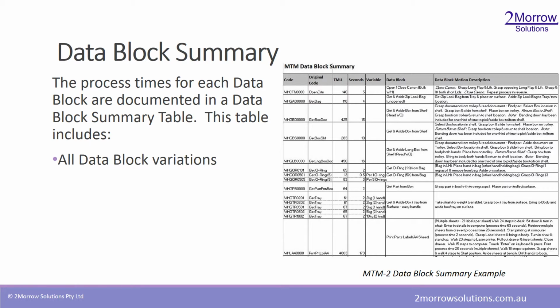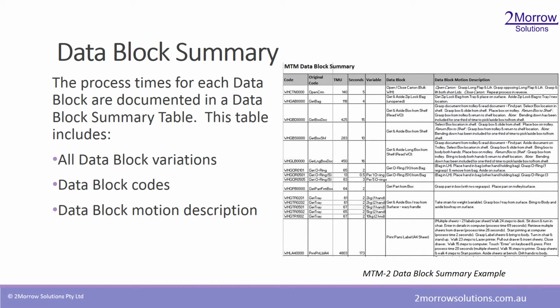The variations in data blocks may include variations in product dimensions, weight or features that affect the time to handle or process the product, or layout dimensions. Variations in layout can affect the number of walking steps required by the operator. Each data block is assigned a unique code to enable identification. Each data block also has a description of the motion analysis in plain English, derived from the MTM2 motion analyses.